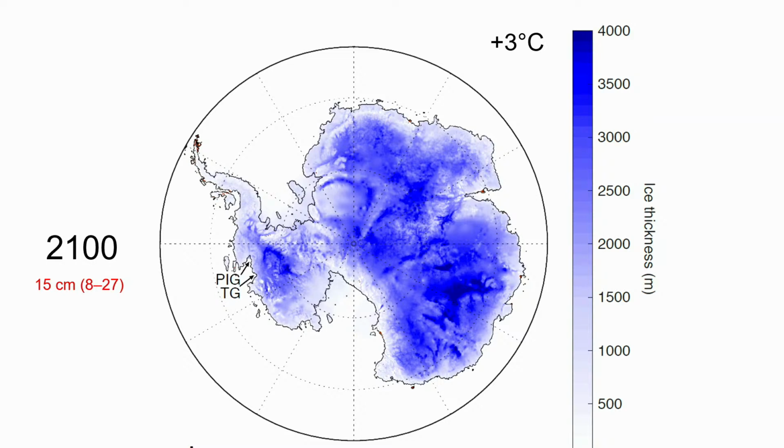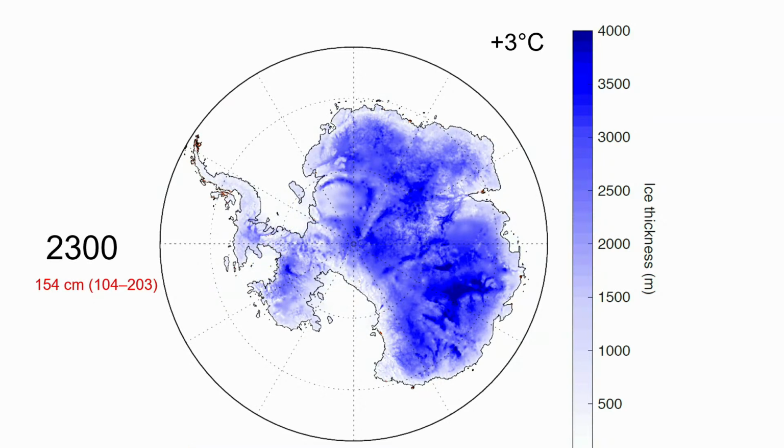But if we have a longer time scale perspective and we look a few centuries further into the future, this is what West Antarctica looks like. And again, it's because these instabilities that Flo described have kicked in, and we see 154 centimeters of sea level rise over the next 3 centuries, just coming from the Antarctic ice sheet, and mainly from West Antarctica and the Thwaites Glacier.